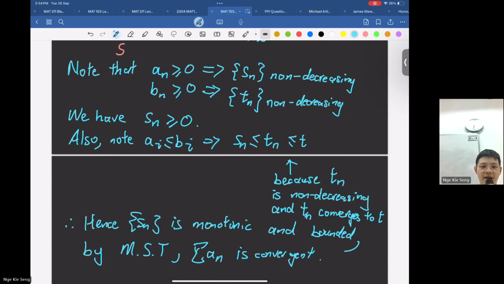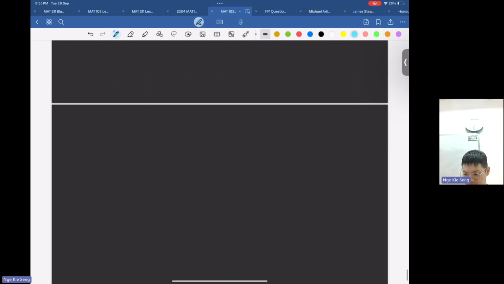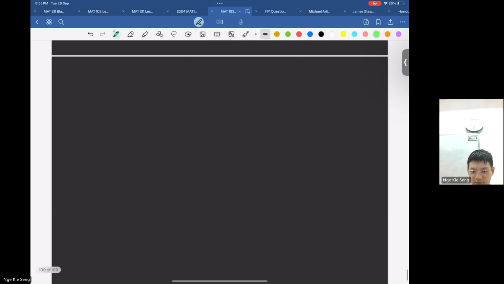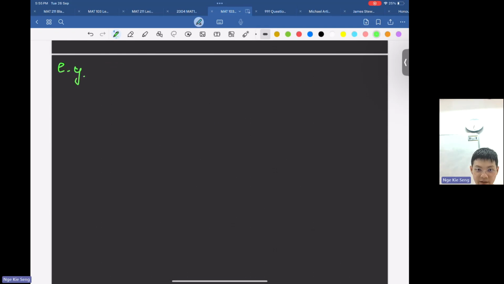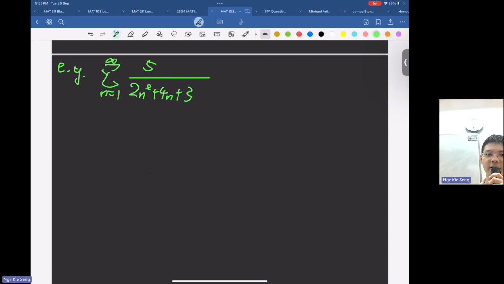Okay. Hey, how about we do one example and then we finish? Otherwise, I'm scared you'll forget this statement here. Okay. Let's try one example and then we will break off. So example. So look at this series, 5 over 2n squared plus 4n plus 3. Okay. Determine whether this converges or not using the comparison test.